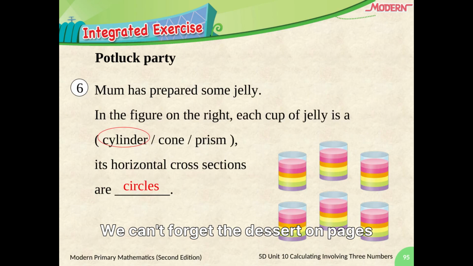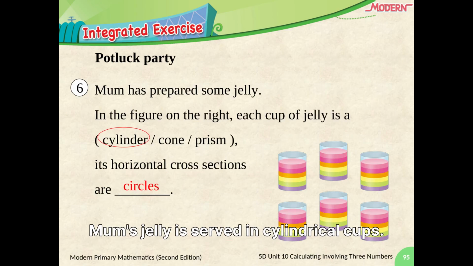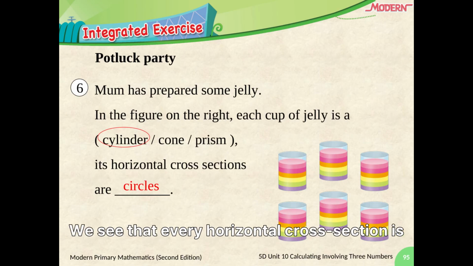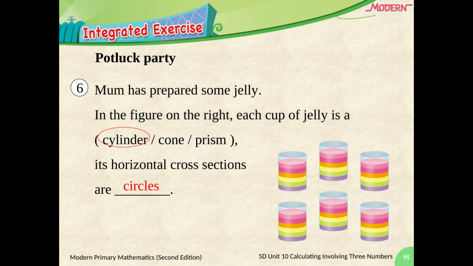We can't forget the dessert on pages 95 and 96. Mum's jelly is served in cylindrical cups. We see that every horizontal cross-section is a circle. That's the definition of a cylinder. In question 7, we're asked for the weight of 6 cups if one weighs t grams. The answer is simply 6t.